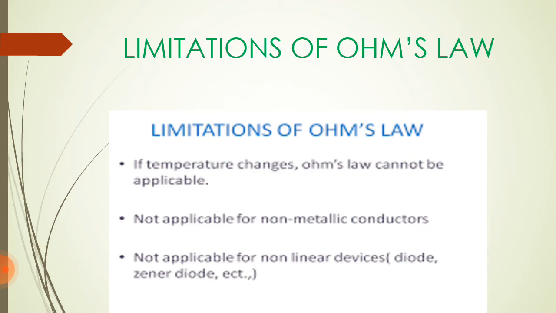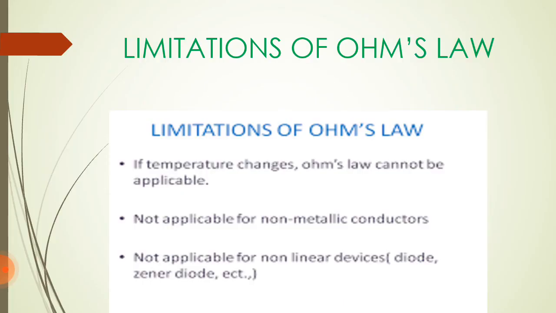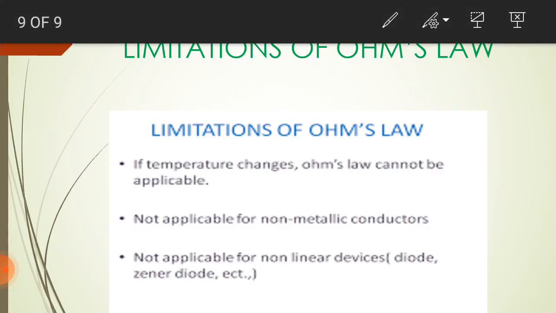You cannot apply Ohm's law for all conductors or all types of electronic circuits. They have some limitations, meaning cases where you cannot apply it. So we call it a limitation or drawback. What is the first limitation? If temperature changes, Ohm's law cannot be applicable. I told you it is applicable at constant temperature. In a conductor, if we increase temperature, its resistance actually increases.